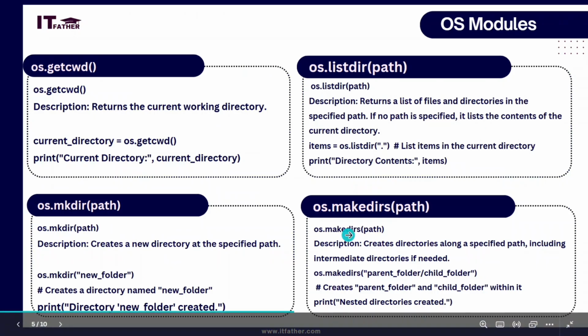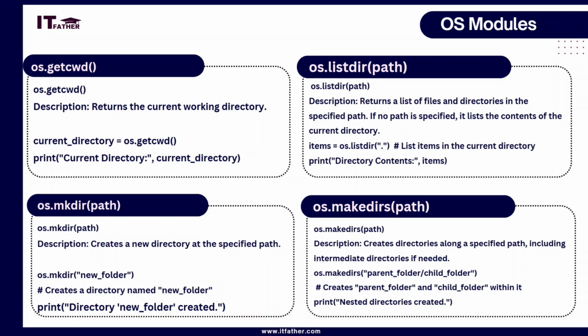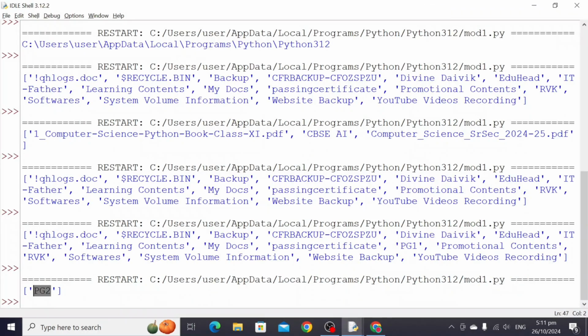Next we have makedirs. Okay, so this method is a little different from mkdir because it is used to create directories along with the specified path with the subdirectories. So if you want to create a directory and subdirectory, then you can create them.